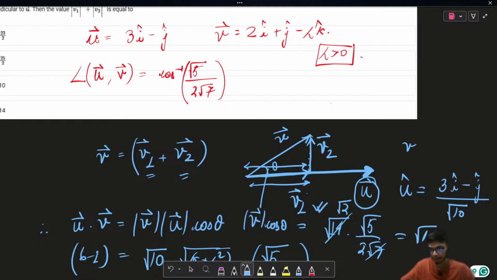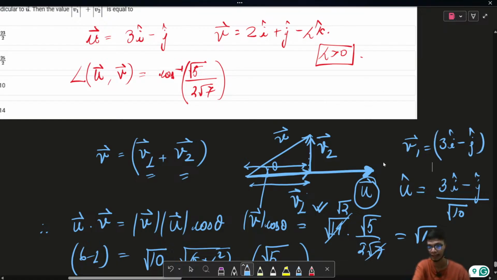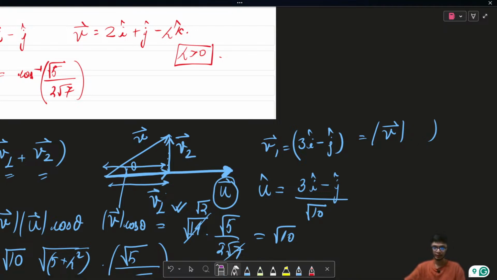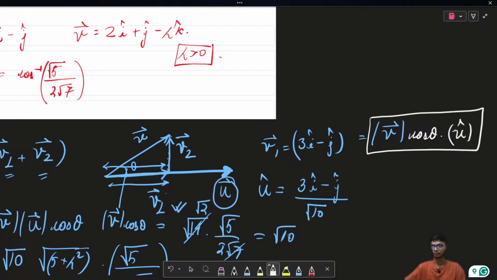So therefore my v1 vector is obtained by multiplying with the unit vector along u direction, because v1 vector can be given as mod of v vector times cosine of theta multiplied with u cap. Alright, so from here I have obtained v1 vector. Now v2 vector can simply be obtained by using the triangle of vector addition. It can be given as v vector minus my v1 vector, right?